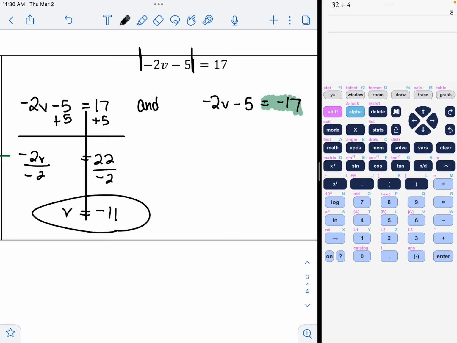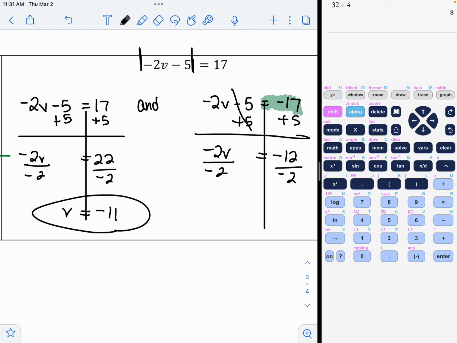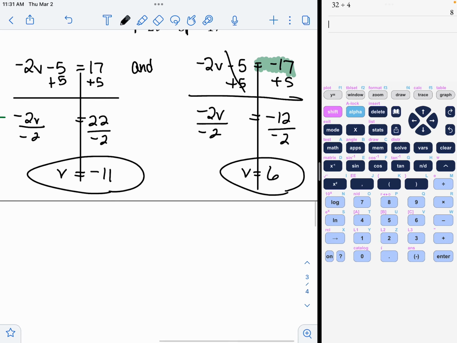Now let's do this one. Add 5. Negative 2v equals negative 12. Divide by negative 2. V is 6. Again, you're going to get two separate answers. If this one's negative 11, please don't assume that one's positive 11.